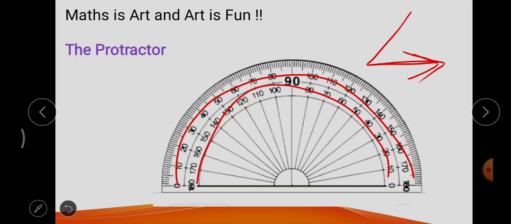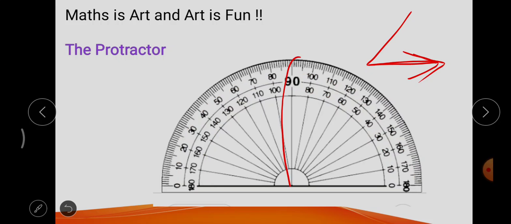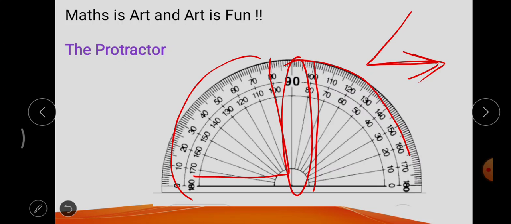There are two angle sets of the protractor, one lower and one above that. And this protractor is divided into 180 equal parts. That means you can say 90 plus 90 is 180. So you can see this 90 is in between, right? That means it is common for this side also and it is common for this side also.